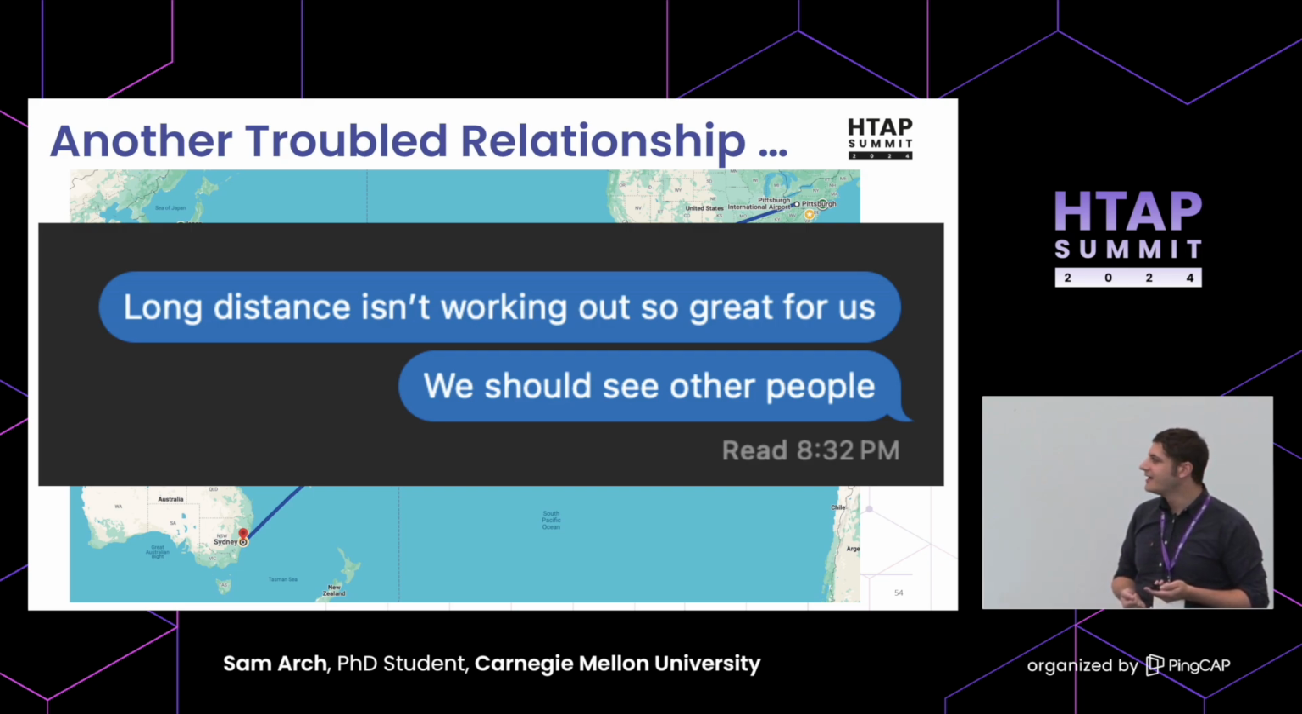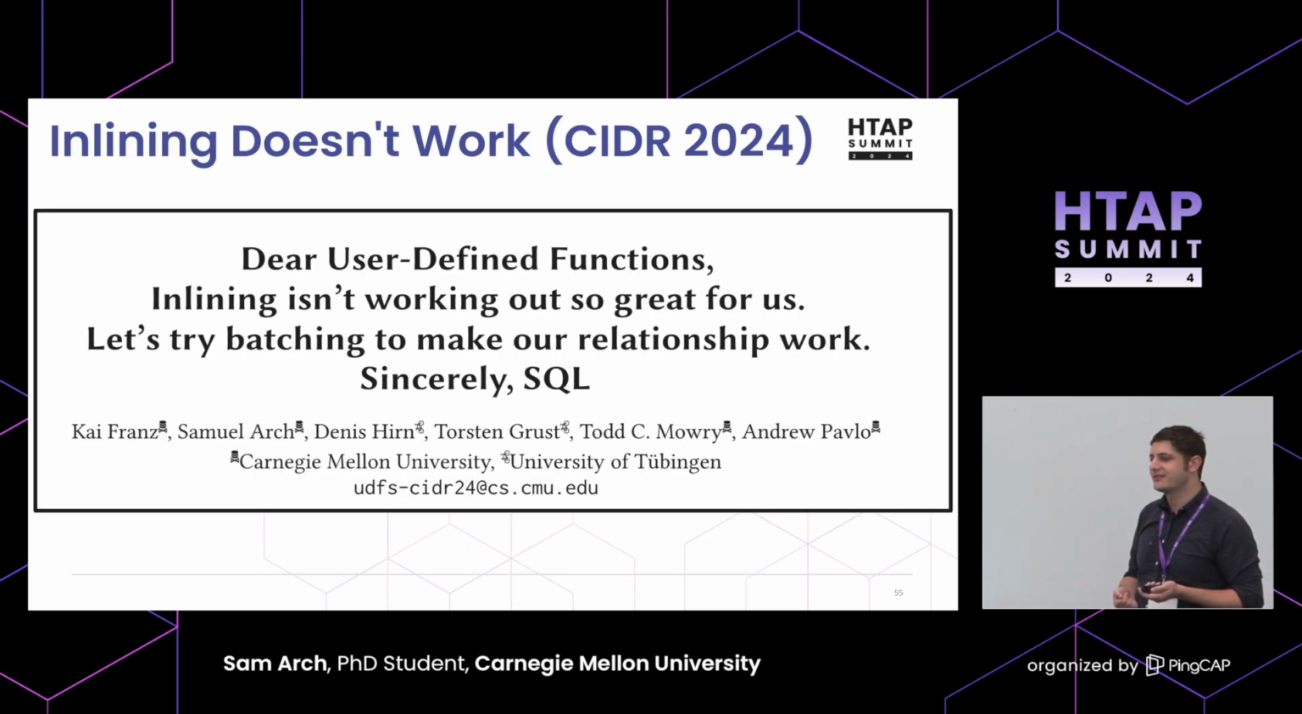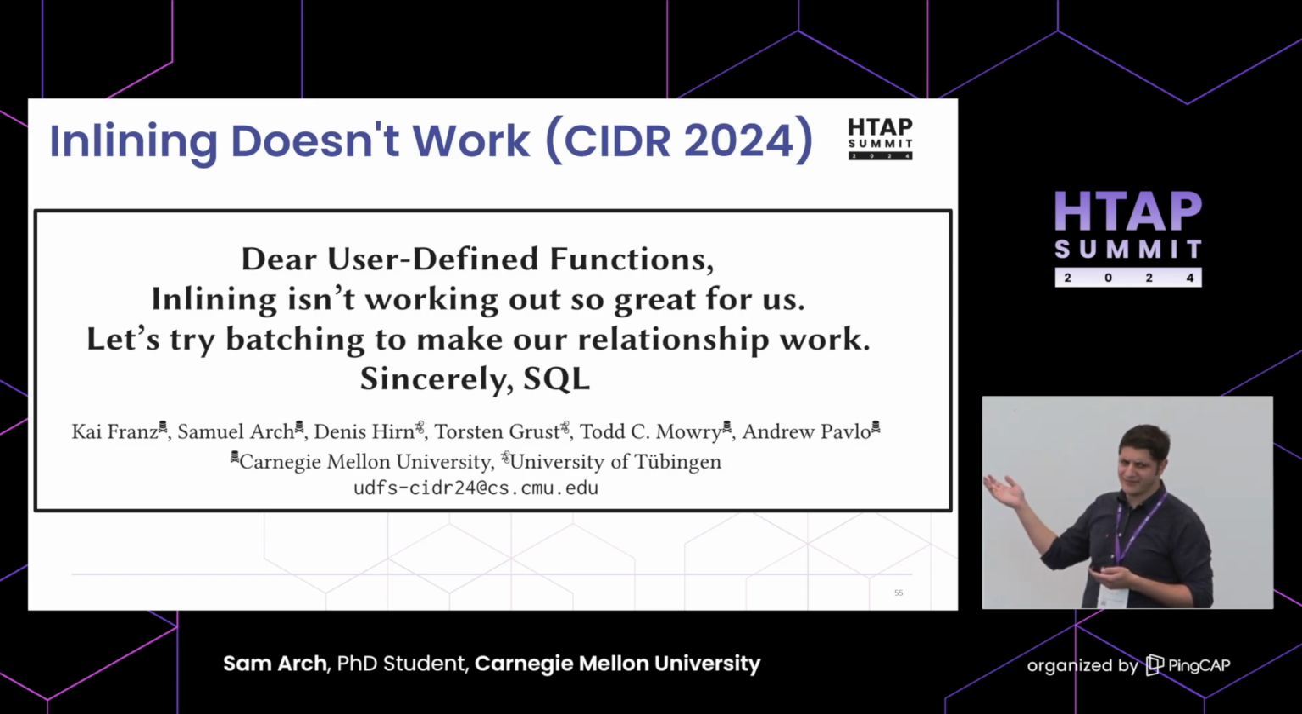And that's actually how I got the idea for the title of my next paper, Dear User-Defined Functions, Inlining Isn't Working Out So Great for Us, Let's Try Batching to Make Our Relationship Work, Sincerely SQL. And this was published in CIDR at the beginning of the year. Now, batching doesn't really work either. The summary of this paper is essentially just inlining doesn't work. Really, nothing works, and it's a very dire situation to be in.